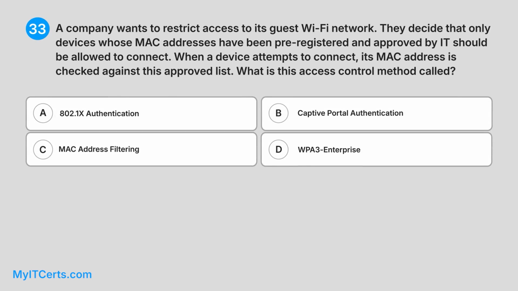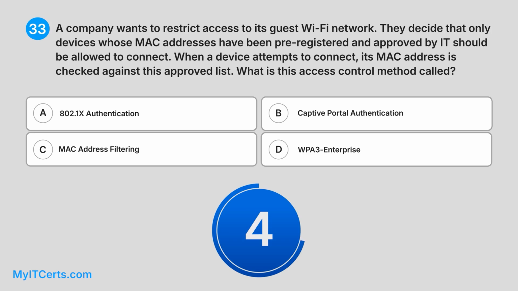33. A company wants to restrict access to its guest Wi-Fi network. They decide that only devices whose MAC addresses have been pre-registered and approved by IT should be allowed to connect. When a device attempts to connect, its MAC address is checked against this approved list. What is this access control method called? A. 802.1X authentication. B. Captive portal authentication. C. MAC address filtering. D. WPA3 Enterprise. What do you think is the answer?